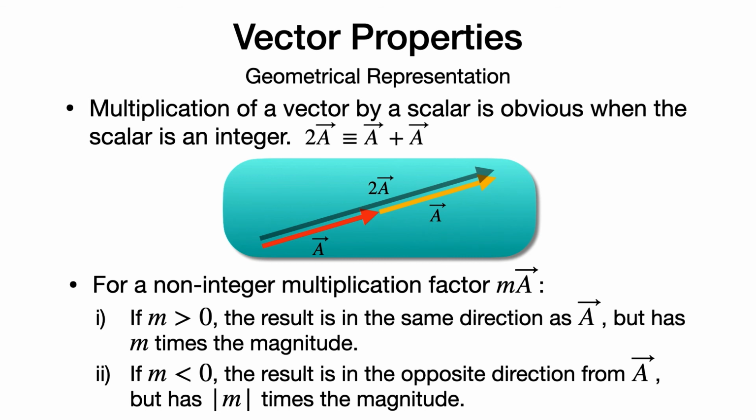So if we want to multiply a vector by a non-integer multiplicative factor, let's call it m, then if m is larger than 0, then the resulting vector is in the same direction as A, but has a magnitude that is m times the magnitude of A. If the multiplicative factor is less than 0, then the result is in the opposite direction of A, but it has a magnitude which is the magnitude of m times the magnitude of A.